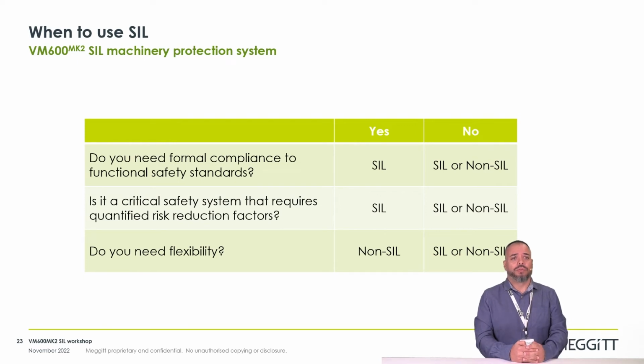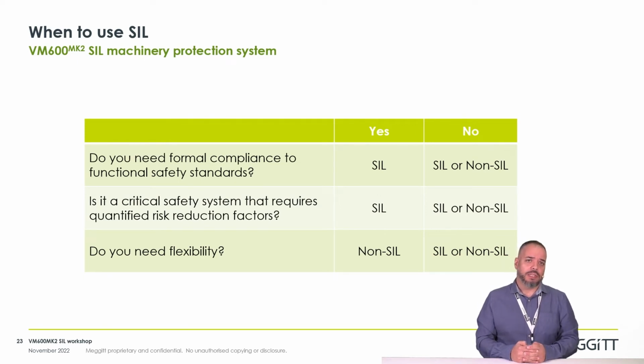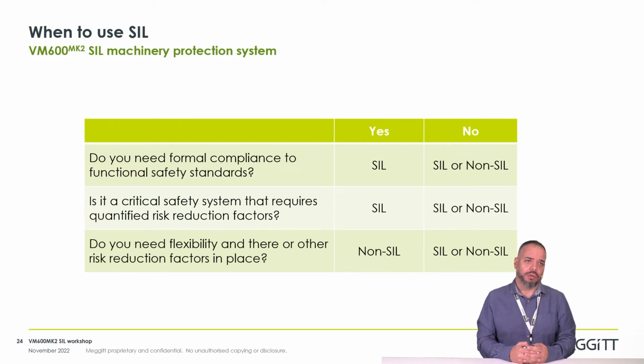So, when to use SIL? The short answer is whenever you need formal compliance with functional safety standards, when you have a critical system, safety-wise, and when you are ready to sacrifice some flexibility. The decision, however, must always be validated by the functional safety responsibility of the site. Only he can judge the relevance of SIL or not, and if the SIL level is appropriate to implement the safety instrumented function or system, and hence if it provides the required risk reduction factor.